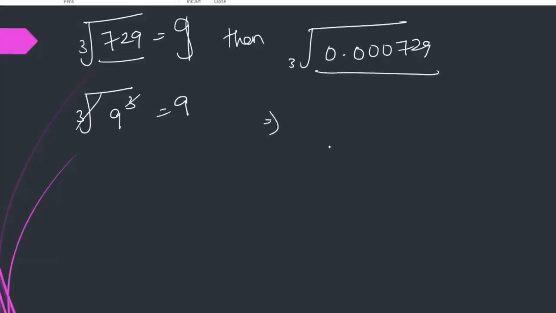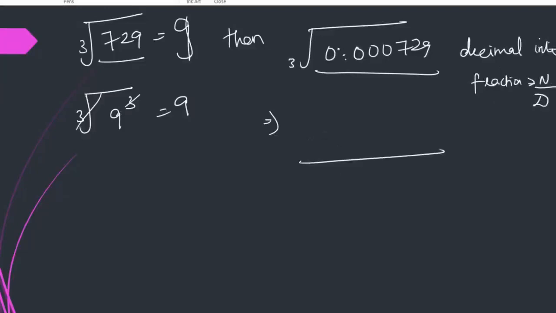Now what can we do? This is in decimal point form, so I want to convert decimal into fraction. What is a fraction? It has a numerator and a denominator. For the denominator, check after the decimal point how many digits there are: 1, 2, 3, 4, 5, 6. I'm just putting 1 and writing that many zeros.